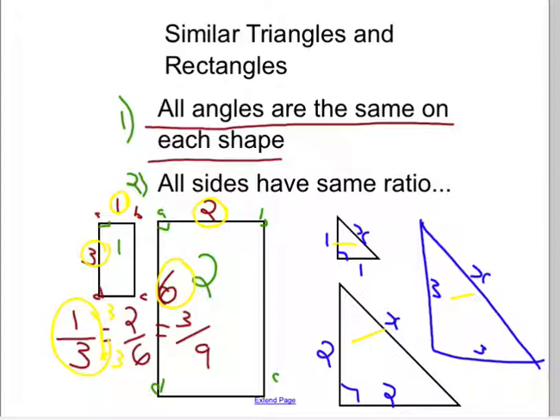So that's how we know if polygons are similar. Because this ratio is the same, these angles are going to be the same as well. Again, if we have angles A, B, and C, they're going to be the same on this side as well.